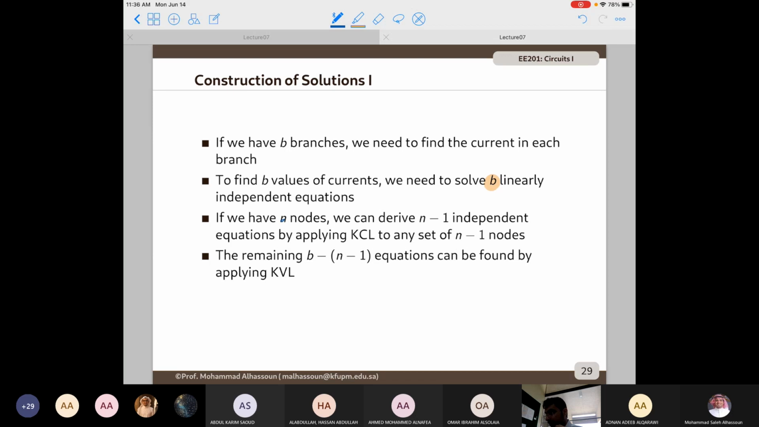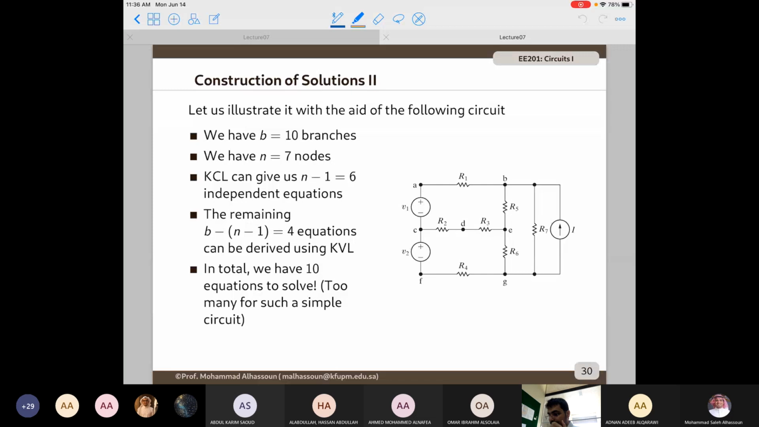Now, if I have n nodes, I can derive n minus 1 independent equations by applying KCL at any set of n-1 nodes. The remaining b minus (n-1) can be found by applying KVL. Think about it in terms of this circuit that we studied. We have 10 branches and 7 nodes. If we apply KCL at each node, KCL gives us n-1, which is 6, independent equations. The 7th one depends on one of the other equations.